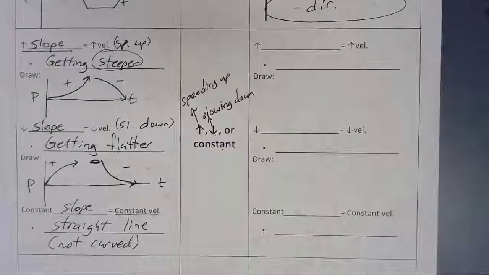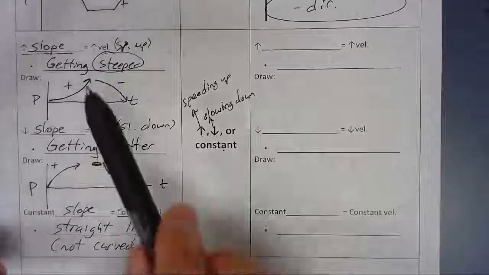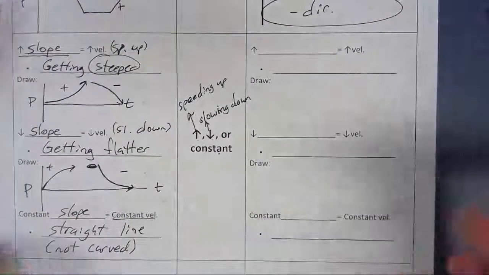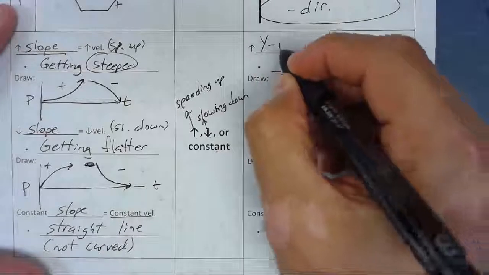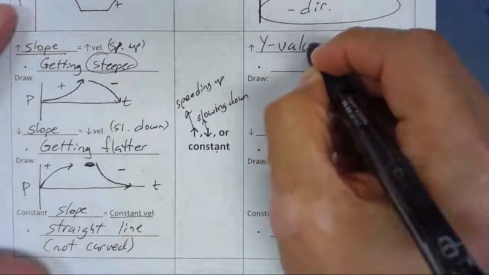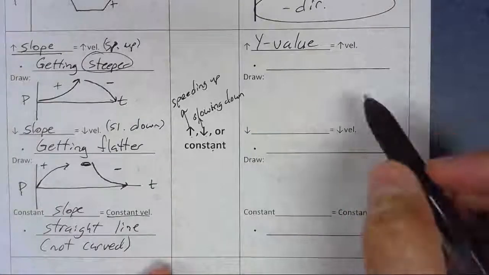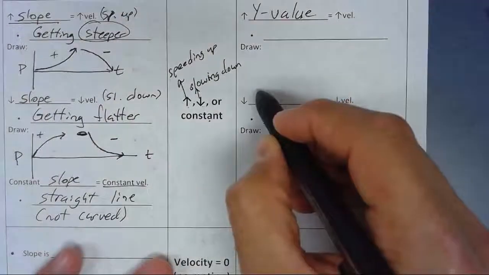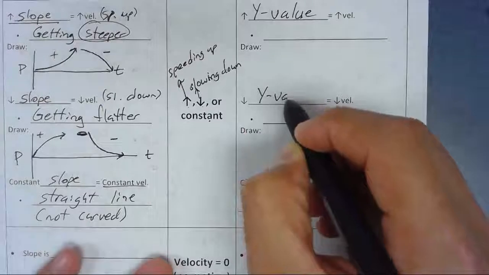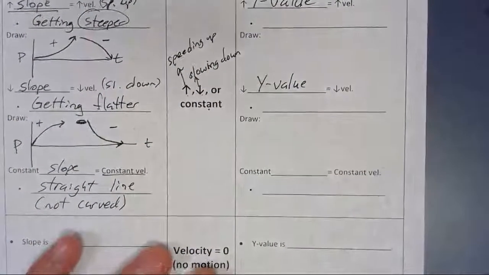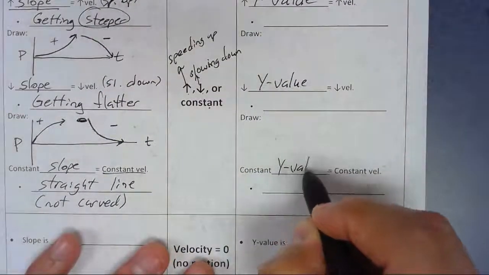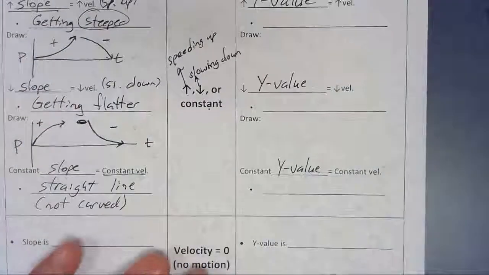To move over to the velocity time graph, we're going to switch from thinking about slope, and now we're going to think about y value. So instead of an increasing slope, we got an increasing y value, means increasing velocity or speeding up. And then actually, we can just go ahead and put that on all of these. Decreasing y value means a decreasing velocity, and a constant y value means a constant velocity.